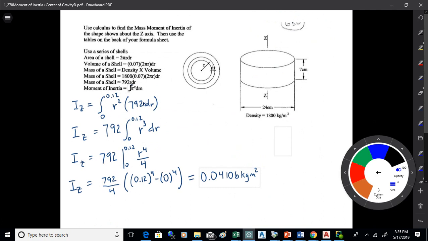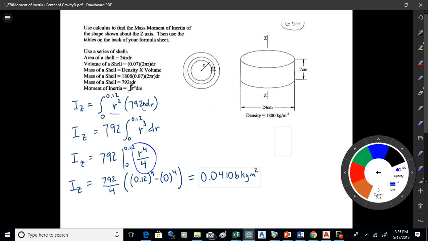So I'm going from 0 to 0.12 of r squared, because that's part of the formula. The dm is 792 r dr, and I pulled the 792 out because it's a constant. Then I integrate the r squared. That's r cubed? No, I've got r squared and an r in there, so r squared times r is r cubed. Then I integrate that and get r to the 4 over 4. There we go. Then I plug in 0.12 and 0 and take the difference.